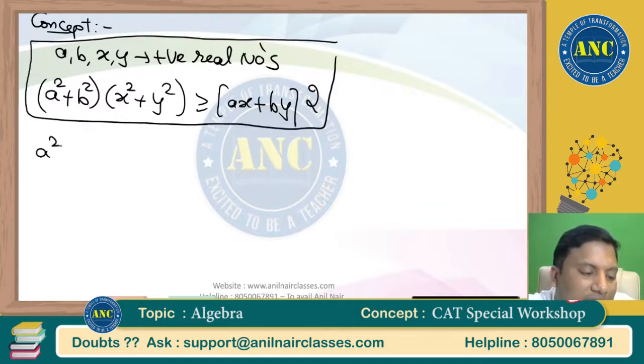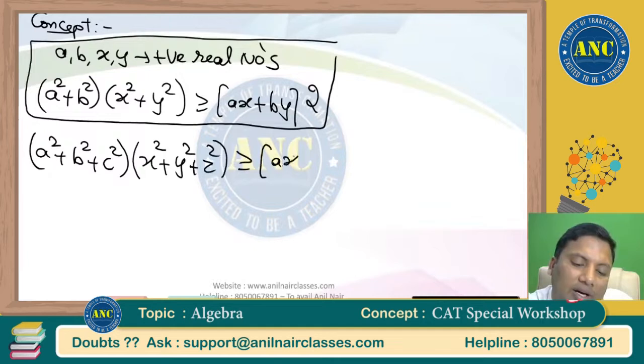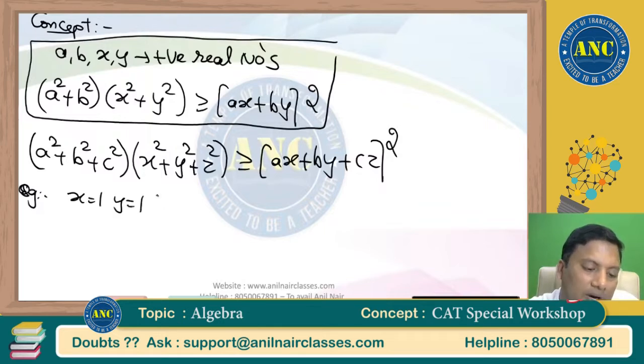It is not only for A, B, X, Y variables. You can extend it. If three variables are there, (A square plus B square plus C square) into (X square plus Y square plus Z square) is always greater than or equivalent to (AX plus BY plus CZ) whole square. Very, very important. This helps us in solving a lot of problems. For example, if I take X equivalent to 1, Y equivalent to 1 and Z equivalent to 1, you can find the ranges for a lot of questions related to the rational fractions.